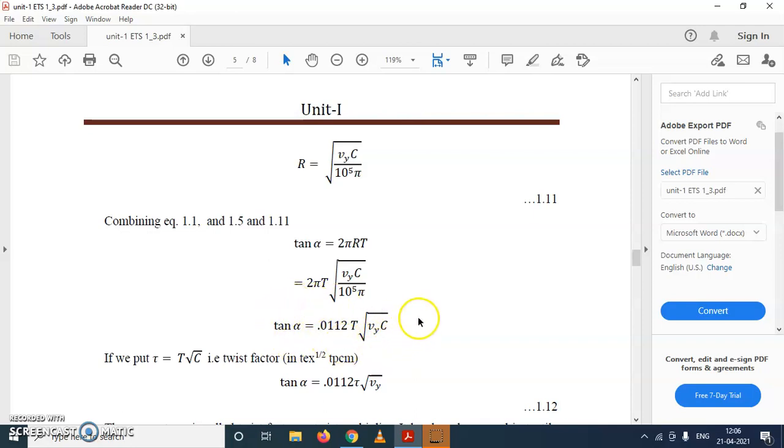So this is the final formula we are getting, and here we can write tau also for the tex twist factor, which is turns per centimeter times root tex. So this is the final relation we are getting. We'll do some numericals based on this formula. This is a very important relationship between surface helix angle, specific volume of yarn, and tex twist factor. So you need to remember this.